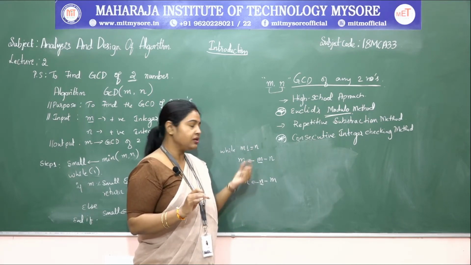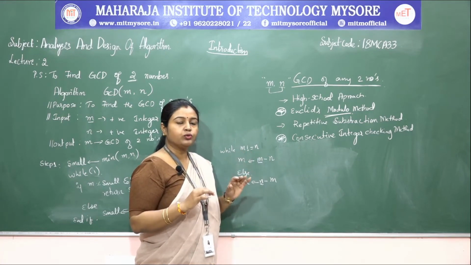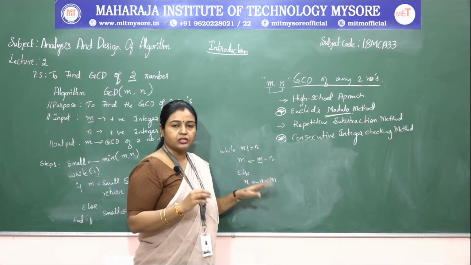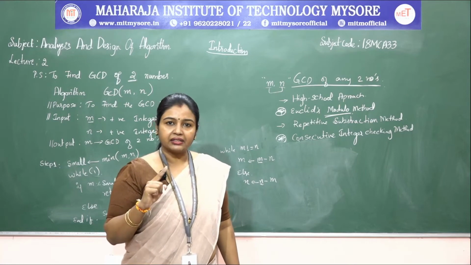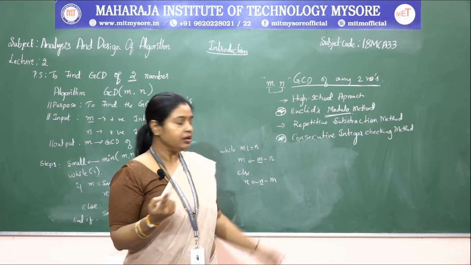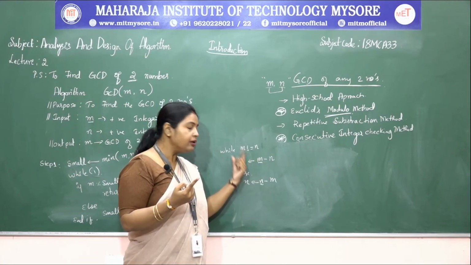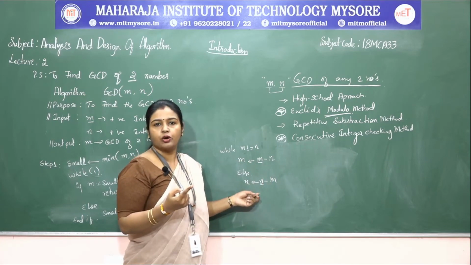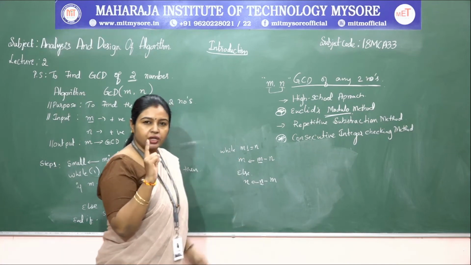The GCD will reside in either m or n. Both will be equal unless we perform these operations. If the first number is greater than the second number, we need to perform this operation. If the second number is greater than the first number, then we need to perform this operation. Therefore, we need one more if condition. We need to check the condition.